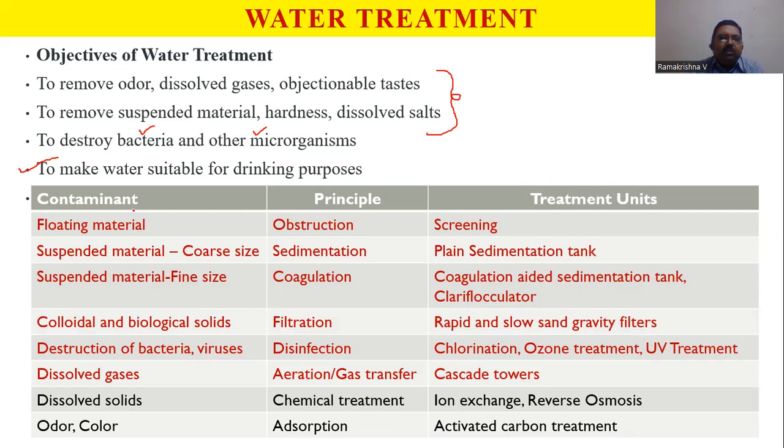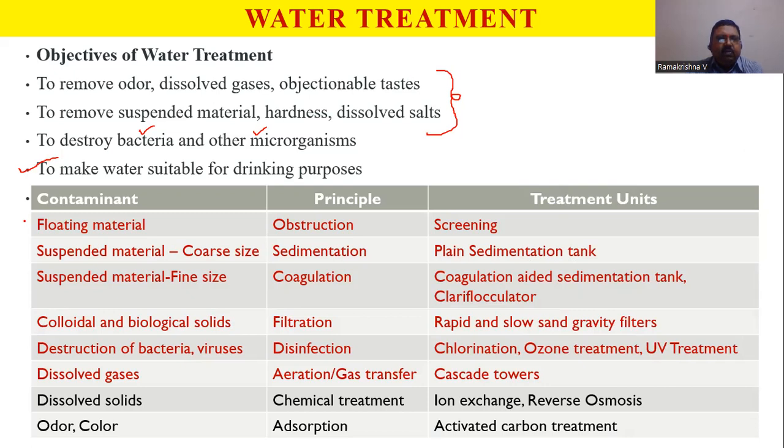And what are the treatment units we have, what are the basic principles of operation, and which type of contaminants we are going to remove here. So mainly the floating material, particularly when you're using surface water bodies. Here we have floating material, normally like trees, leaves, stems, all those things, which will be coming particularly in the rainy season. And there are the things which people throw in the rivers, like fruit peelings, flowers, etc., during some offerings to the rivers.